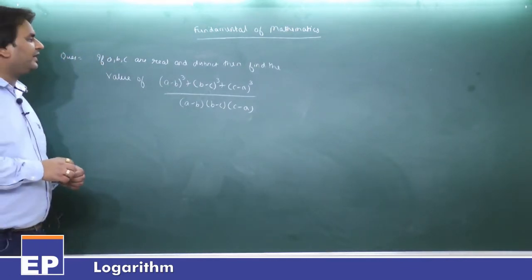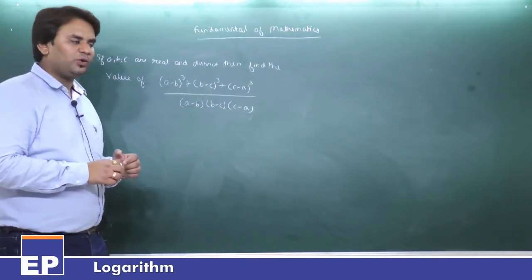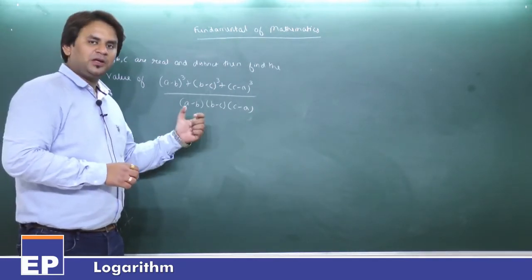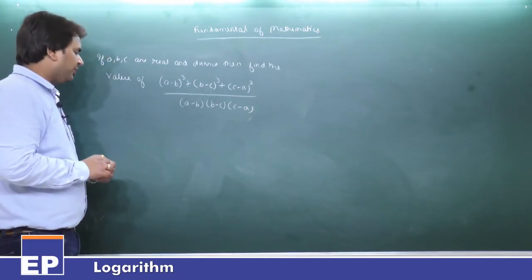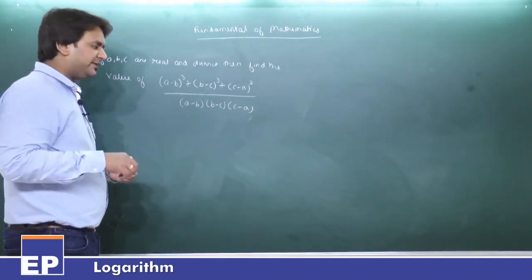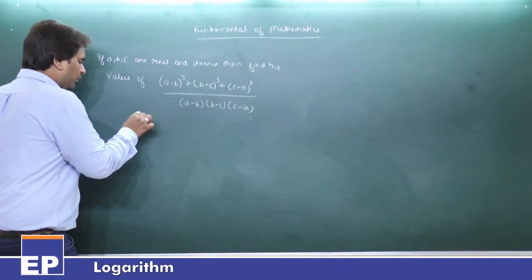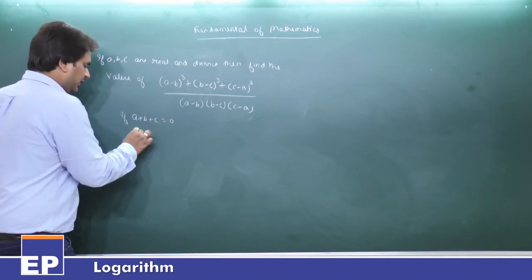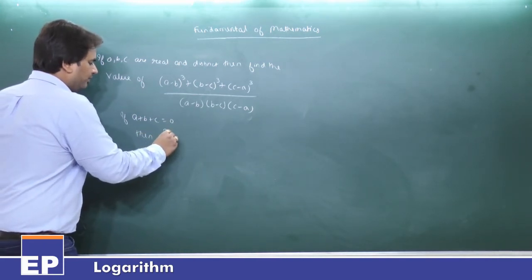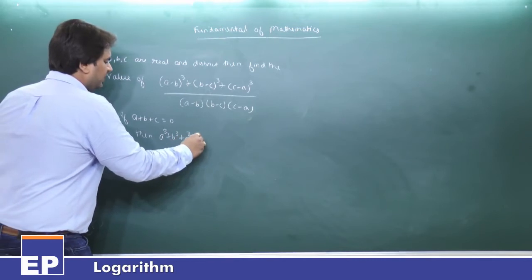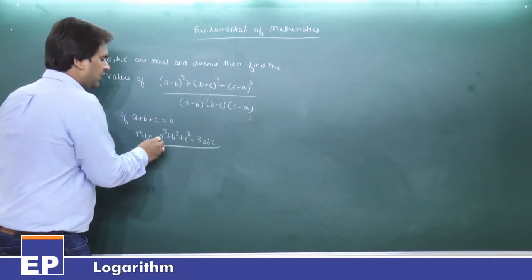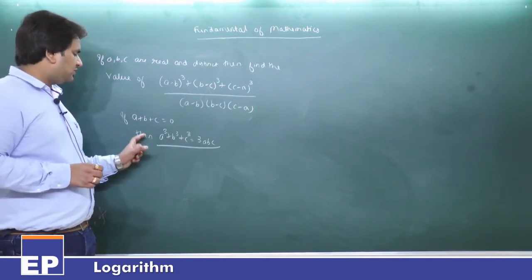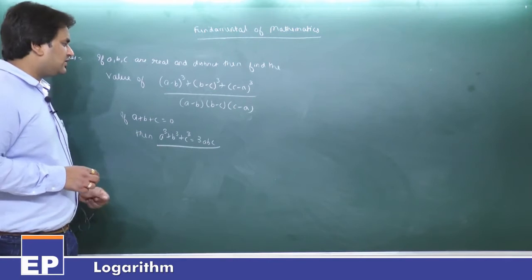If a, b, c are real and distinct, then find the value of (a minus b) whole cube plus (b minus c) whole cube plus (c minus a) whole cube divided by (a minus b), (b minus c) and (c minus a). Remember that formula that I have taught you in identities. What was that formula? If a plus b plus c is equal to 0, then a cube plus b cube plus c cube is equal to 3abc.